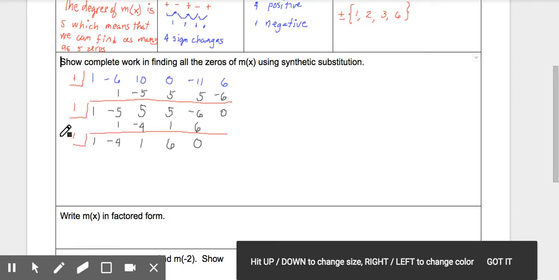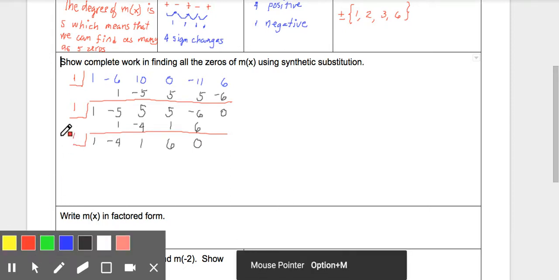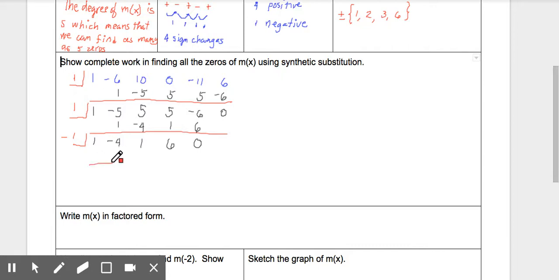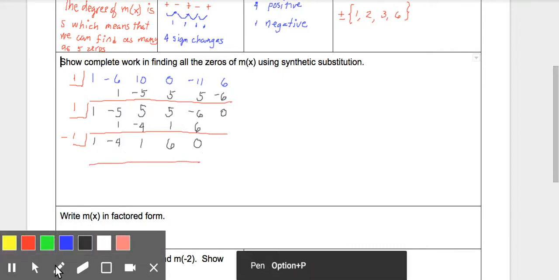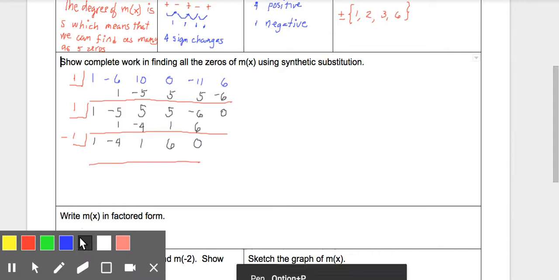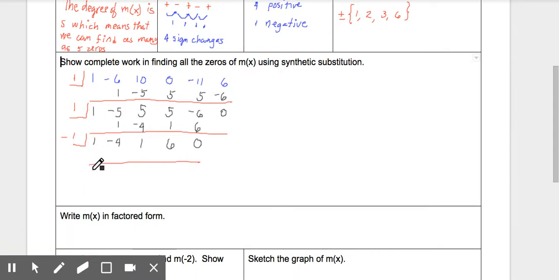Now let's see if negative 1 will work. So we bring down 1. We multiply 1 by negative 1. Negative 4 minus 1 is negative 5. Negative 5 times negative 1 is positive 5. 1 plus 5 is 6. 6 times negative 1 is negative 6. We found our third 0.